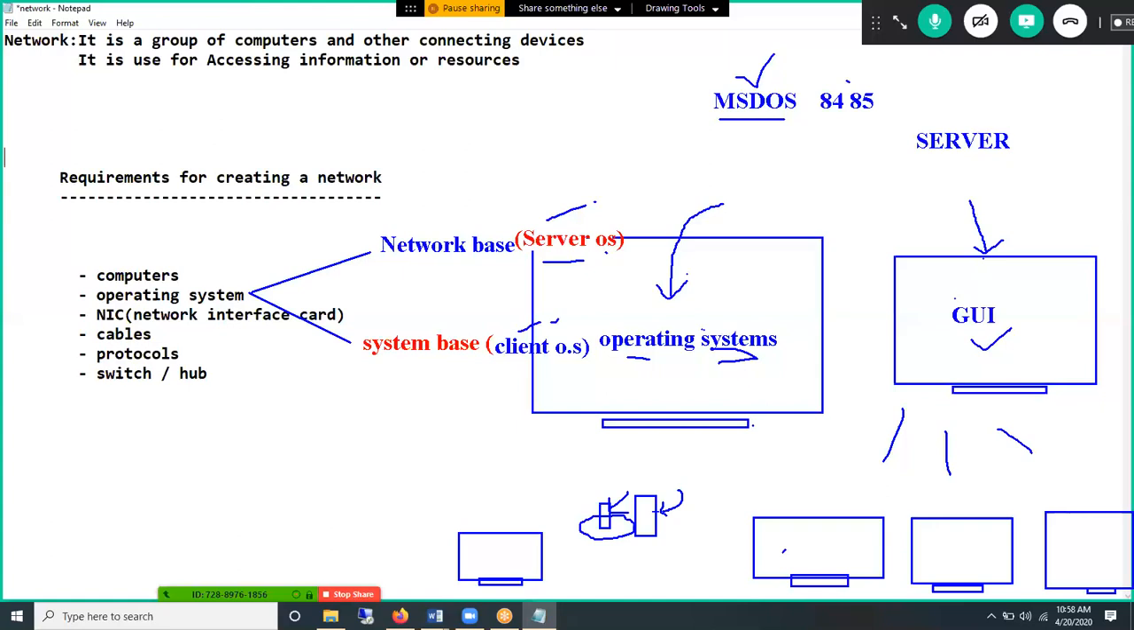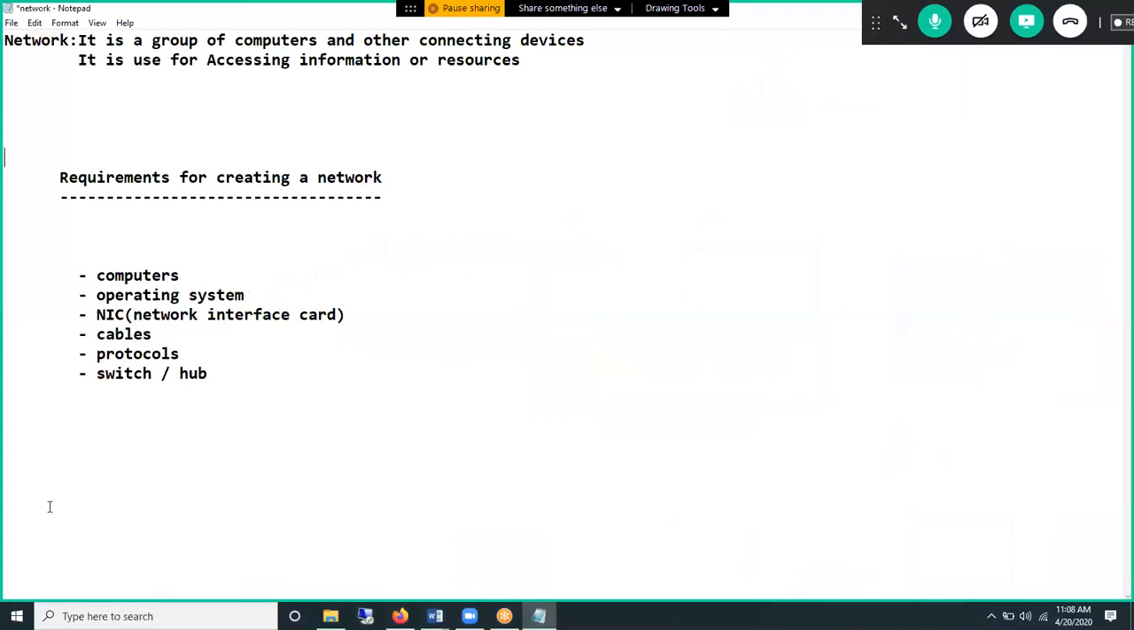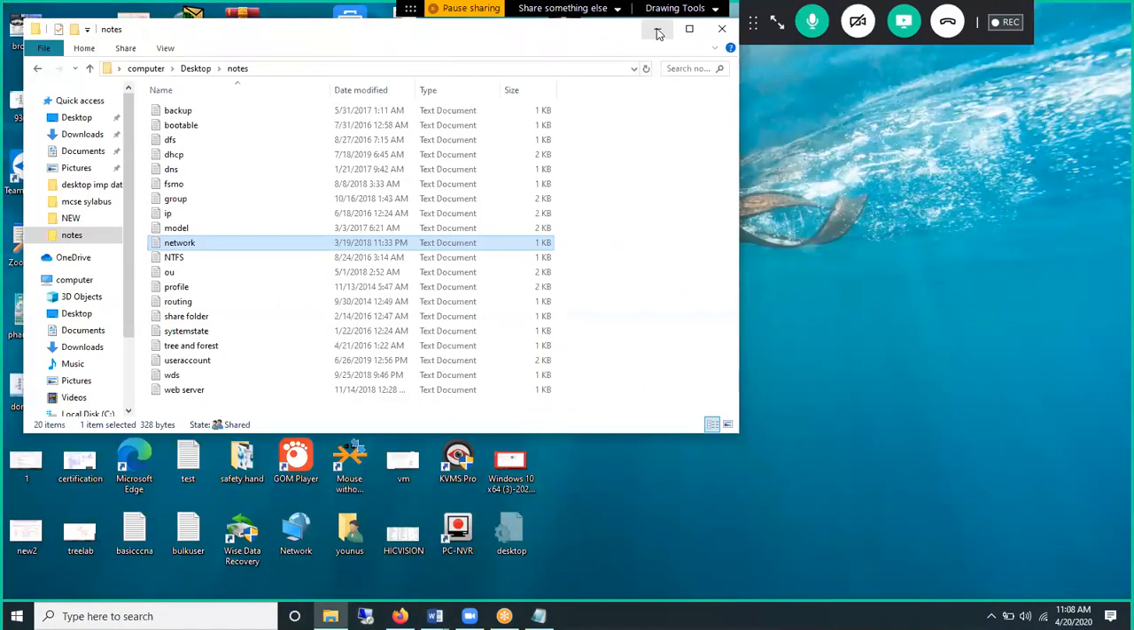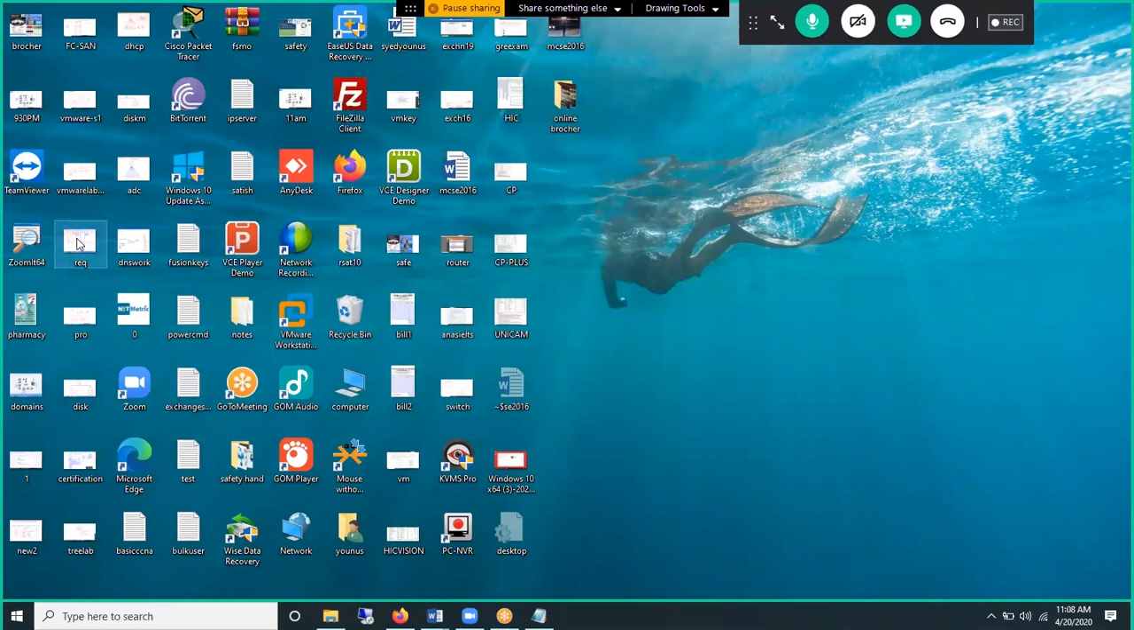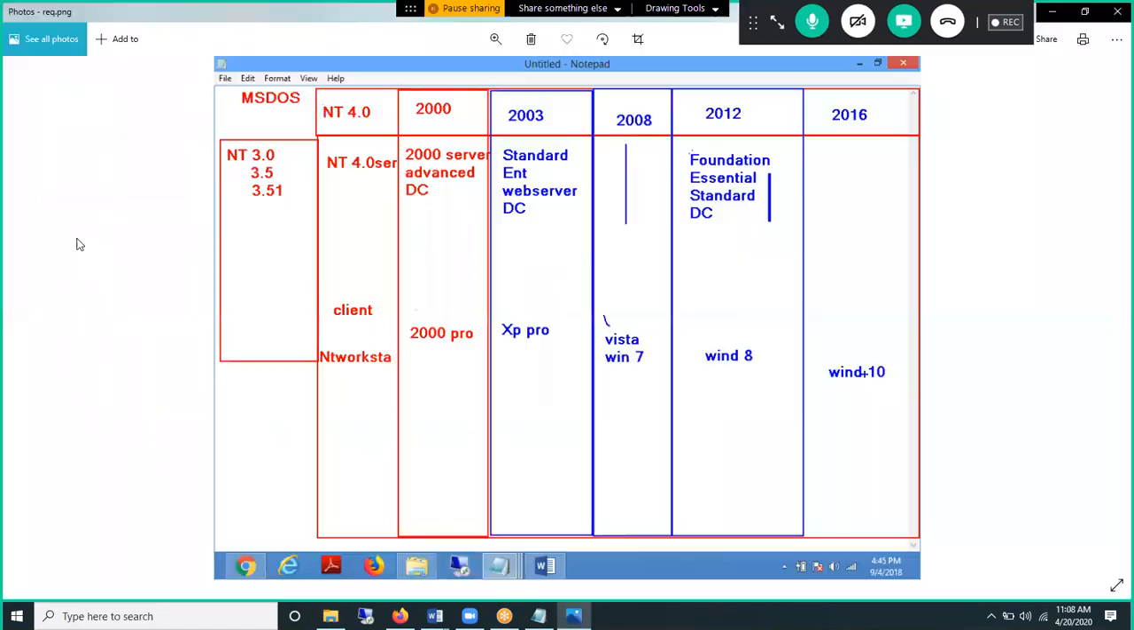Now, as I told you, when Microsoft introduced its first operating system, we had MS-DOS. Similarly, for the first server Microsoft introduced, I will show you one picture here. The first server Microsoft introduced was named NT. NT stands for New Technology, and the first version of the server was 3.1. It was the first version introduced by Microsoft.